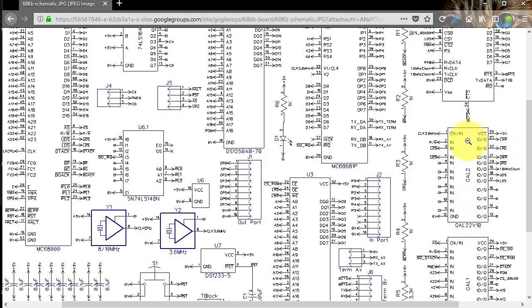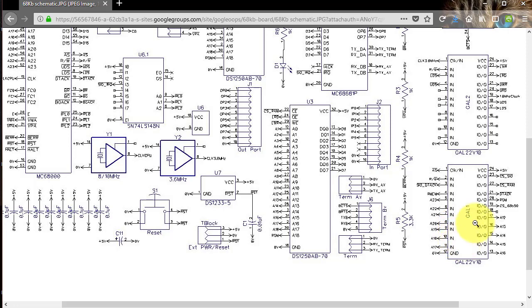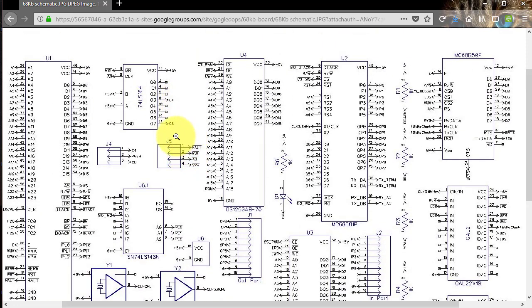Now GAL2, as you can see, is just used to decode the upper and lower read and write lines and provide this divide by 2 clock signal. And that's basically the function of that one. So you've got plenty of other spare pins if you want to add some functionality of decoding or control of the board using this GAL chip. And like I said, this GAL one I mentioned before is just basically address decoding for all the chip selects on the board. And now looking at some of the terminal connections, I already mentioned this one here.